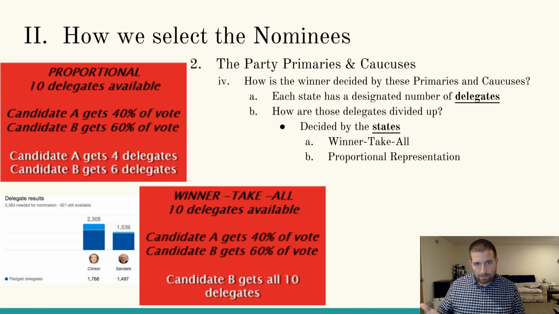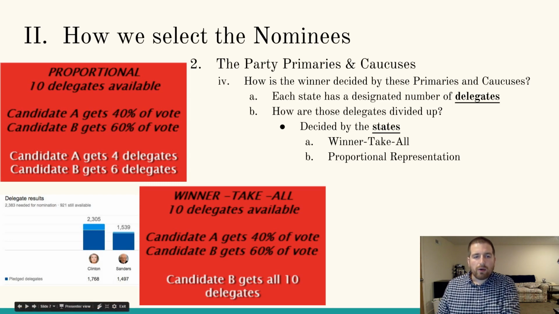Because again, they got 40% of the vote. Candidate B would get 6 of the 10 delegates because they got 60%. So that is how these elections are decided.